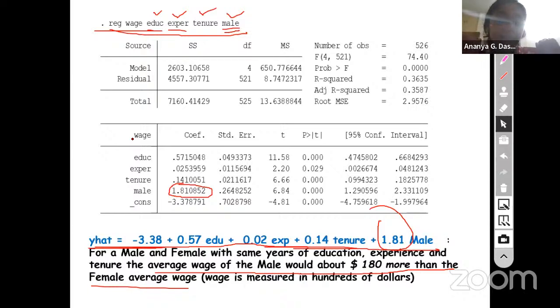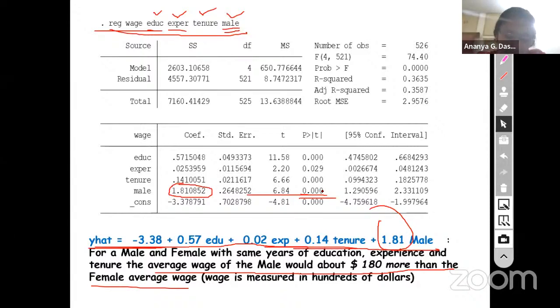So this is telling you that if you find two people who have absolutely the same number of years of education, experience, and tenure, if the person was a male, then that person gets a higher wage, higher by $180, because this coefficient delta is statistically very, very significant. Okay. That's how you would explain and interpret the coefficient of a dummy variable.